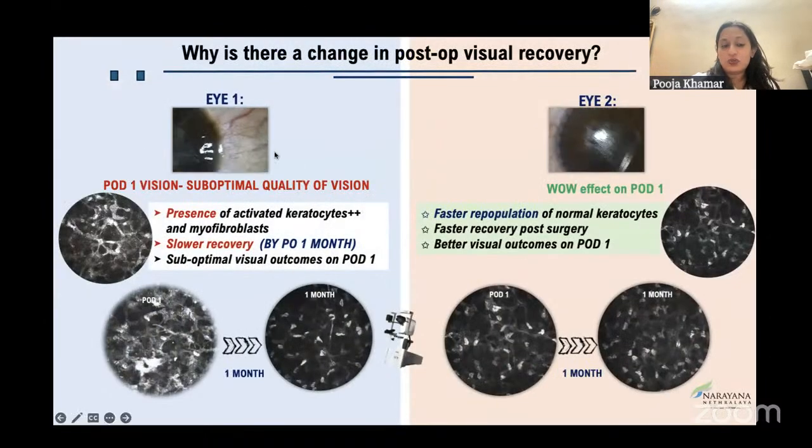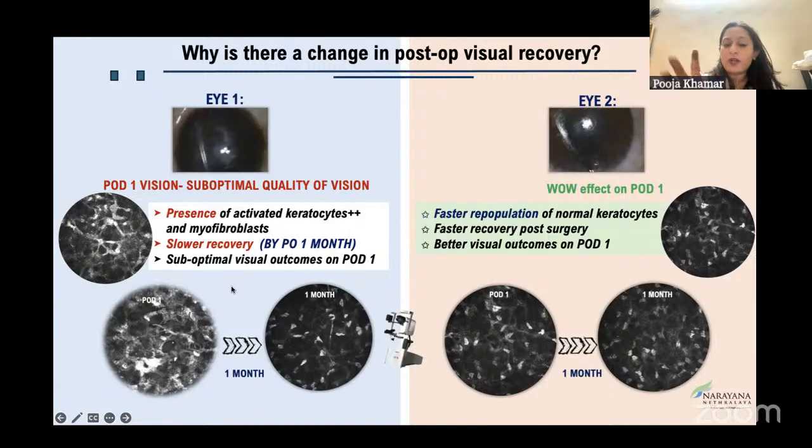And this is true, and this does happen because when you dissect a lot, there's a lot of activation of keratocytes and myofibroblasts. You can see how patchy these corneas are in this confocal image, and it takes a month for it to come back to normal. So a lot of times for a CLEX procedure or SMILE, you've heard that my patients are happy, but they take 1 month for it to come back to normal. So this is the reason.